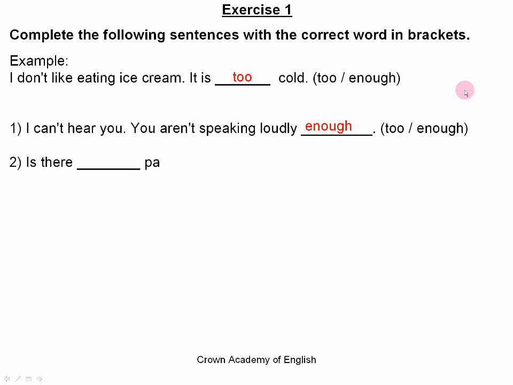Question 2. The answer is, is there enough paper in the printer? Enough paper. So paper is the noun, and we write enough before the noun.